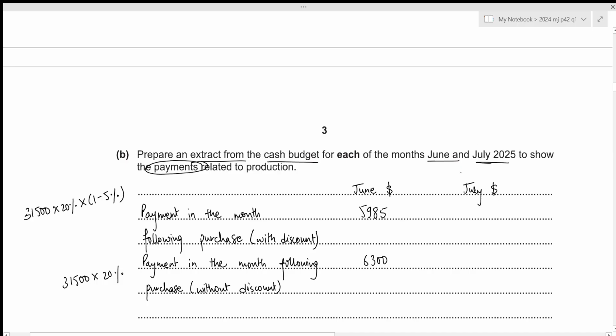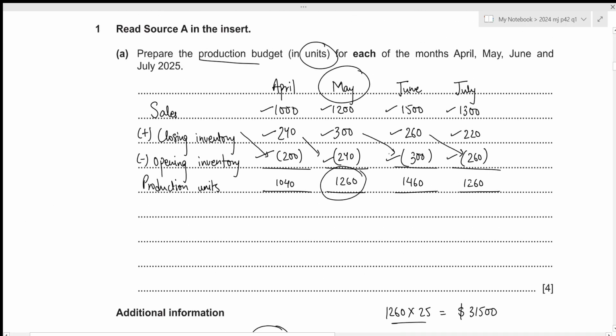Since we are talking about payment in the month following purchase, for the month of July, we will be referring to the purchase that will have to be made for the production in the month of June. So we need to refer to the number of units that will be produced in June first. Let's take a look above. Within June, we will be producing 1,460 units. Each of these units will require 25 for the direct material. This results in the value of 36,500.